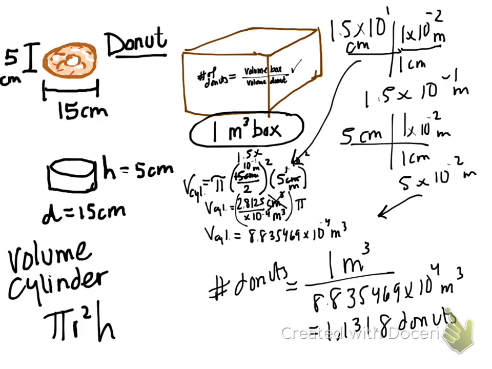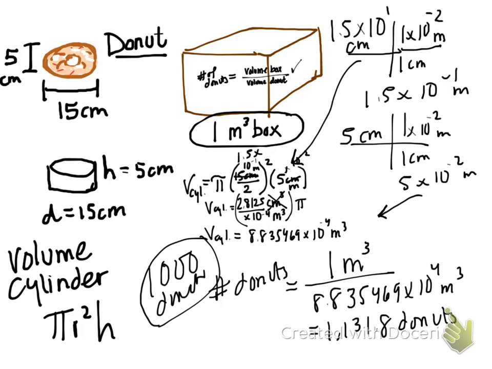Okay, our calculations give us a total of 1,131.8 and a whole bunch of numbers after that, donuts, that we think we could fit in that box. Now, this is a rough approximation. How many uncertainty digits do we have? How many sig figs do we have? If we look back at the height of our donut, it was 5 centimeters, and the volume of our box was 1 cubic meter. So what we're really saying is that we think we could fit about 1,000 donuts in that box. It's a lot of donuts.